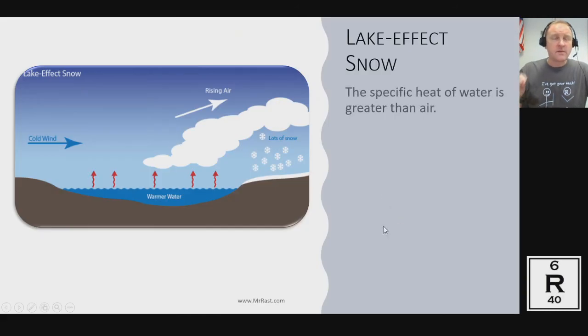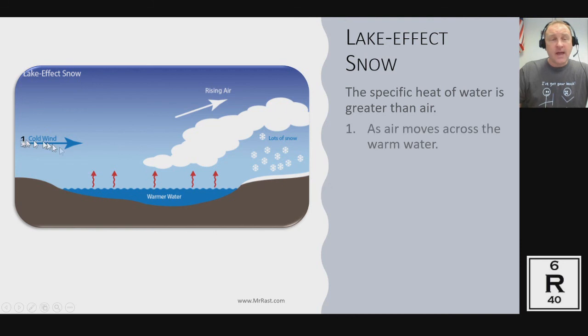The final thing we're going to talk about, and again, this has to do with the specific heat of water, water trapping heat and energy, is an effect of snow. And you get a lot of heavy snow near lakes. This is called lake effect snow. The reason for this, I should say, is water has a high specific heat. So when things cool down, the water will keep that heat longer than the air around it and the ground.